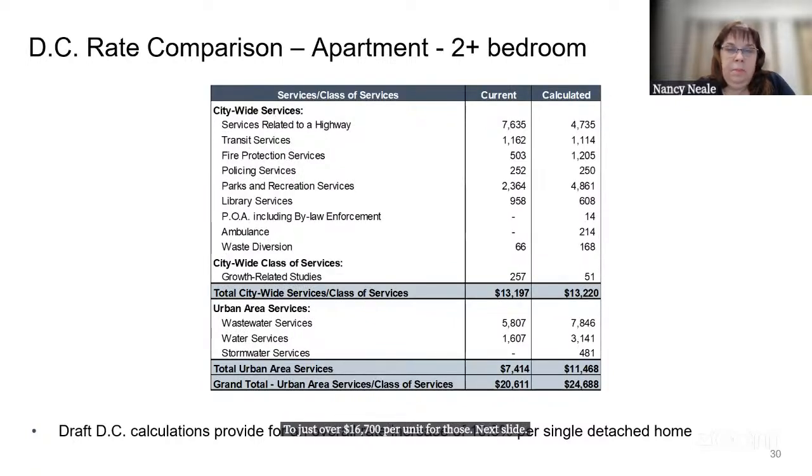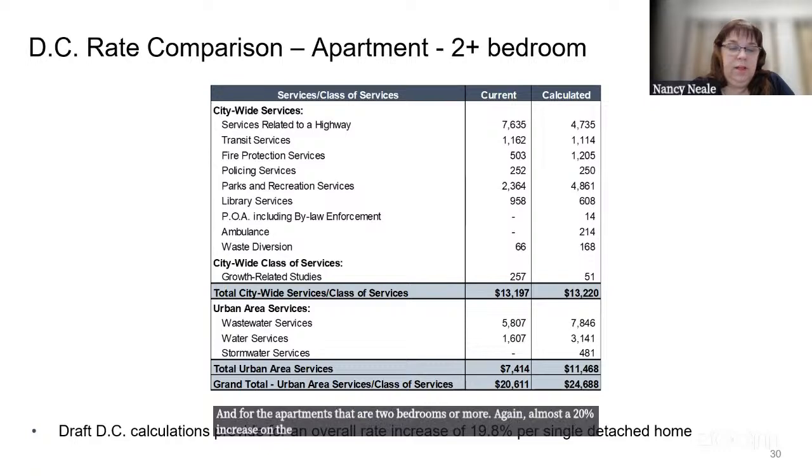And for the apartments that are 2 bedrooms or more, again, almost a 20% increase on the charge, going from $20,611 per unit currently up to almost $24,700 per unit. Next slide.